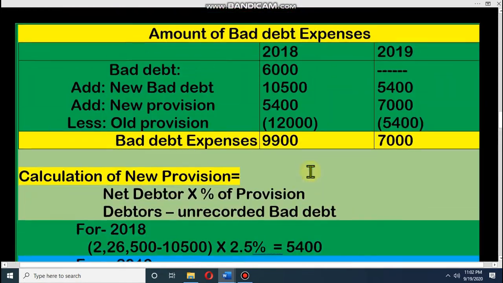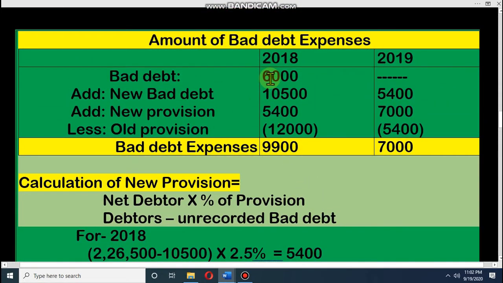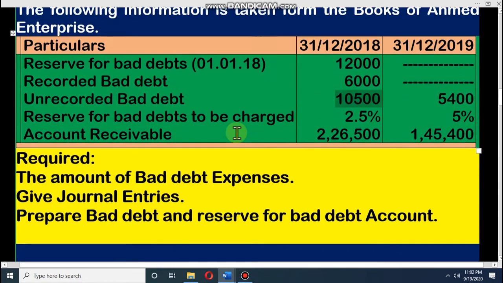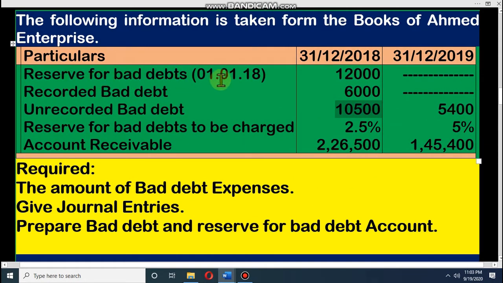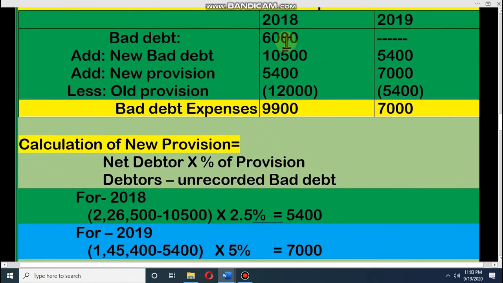Let's come to the calculation. Bad debt 6,000, new bad debt 10,500, new provision we have just calculated, it is 5,400, and less old provision. Look at the question, how the old provision is given. Yes, reserve for bad debt, that means it is the opening one. It is 12,000. So it is the old provision. Bad debt plus new bad debt plus new provision minus old provision, so bad debt expenses is 9,000. Dear student, I hope you understand. This is the way you have to calculate.